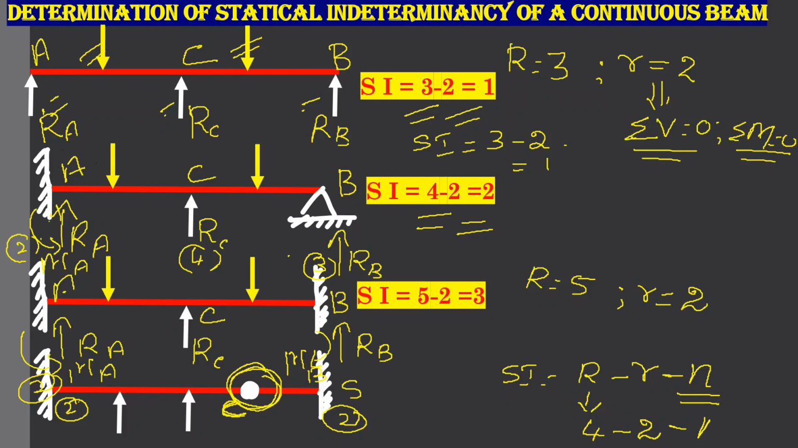You have two more loads, two more supports. So here you have one unknown. At this support you will have one unknown. So total unknowns is 6. So you will get the statical indeterminacy as 6 minus 2 minus 1, it is equal to 3.